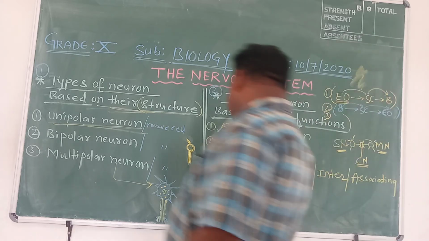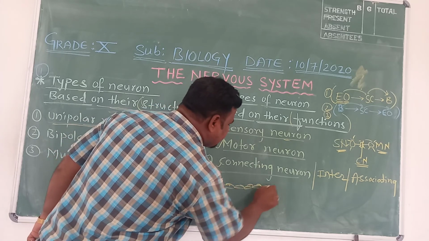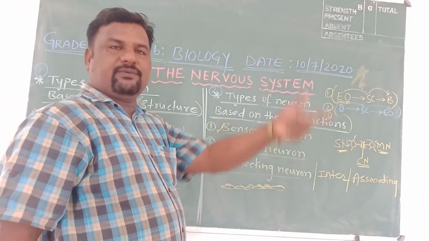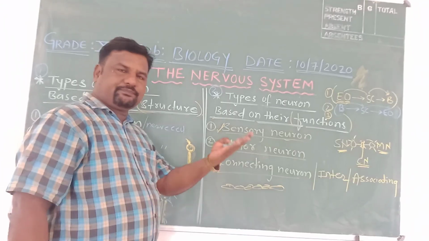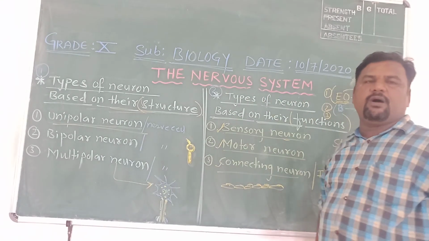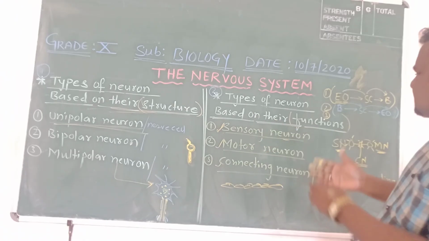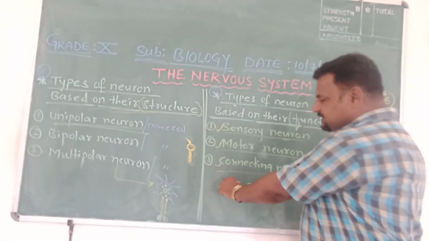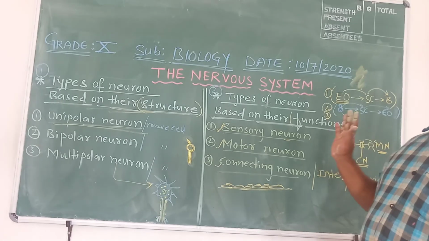Likewise, suppose this is a sensory neuron, this is connecting, this is motor, like this, a chain of thread, a long fiber forms, and that we call a nerve. As we know, there are cranial nerves and spinal nerves. The nerves which arise from the brain we call cranial nerves, and the nerves which arise from the spinal cord of our body we call spinal nerves. In this way, nerves are formed by connecting sensory neurons and motor neurons with the help of connecting neurons. So I hope you understand the functions.